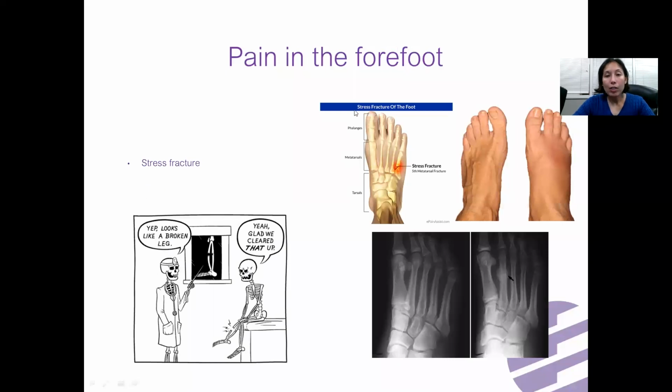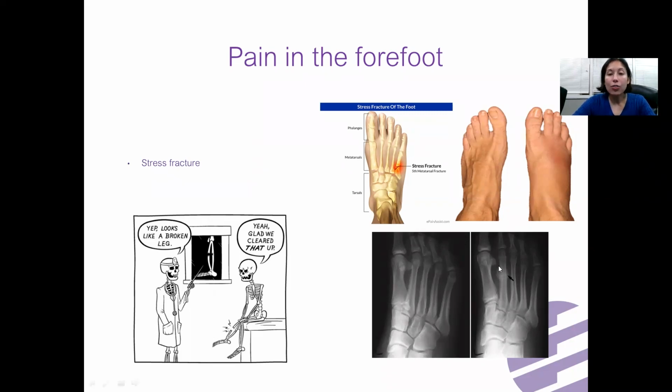Now the forefoot is the very front of the foot. So that comprises the phalanges or the toes and the long bones, which are the metatarsals. Pain in the forefoot can be due to a lot of different things, but one common thing that it can be due to is a stress fracture. And that is simply as it sounds. It's just constant repetitive stress to the bone that causes a small fracture in it.